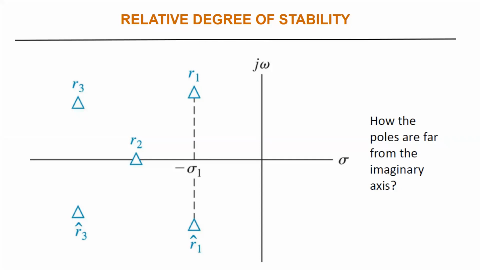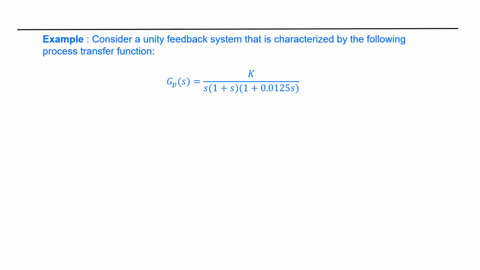So in the Routh-Hurwitz, we will try to figure out how far the poles are from the j omega axis. The further, the more stable. The closer, the relative stability is very little.